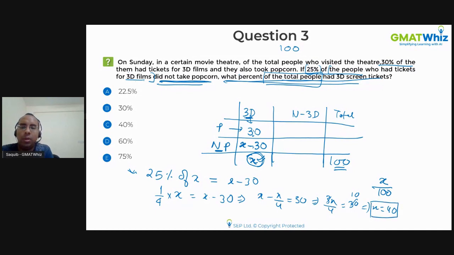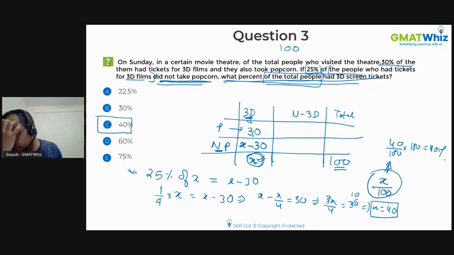So the moment you get X equal to 40, you want to find out this, you can say it has to be 40%. So the answer in this case would be option C.